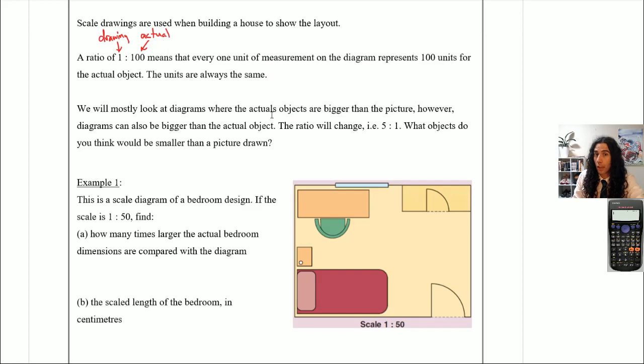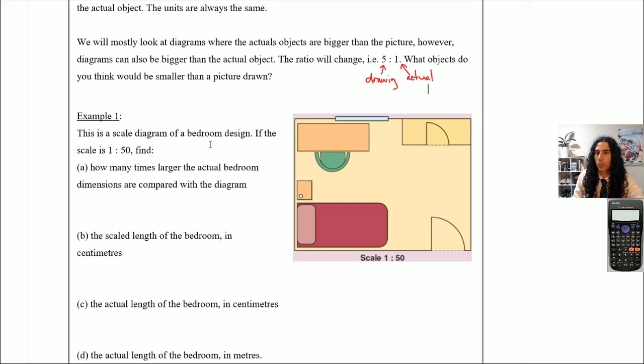We'll mostly look at diagrams like that, where the actual objects are bigger than the picture, but you can have it the other way around. So 5 to 1 means 5 centimeters on the drawing would only need 1 centimeter of actual. So that's something we've made 5 times bigger. Something like an ant, or a grasshopper, which is a little bit too small. So let's just make it 5 times bigger, and then you can see all the different parts. And there you go.